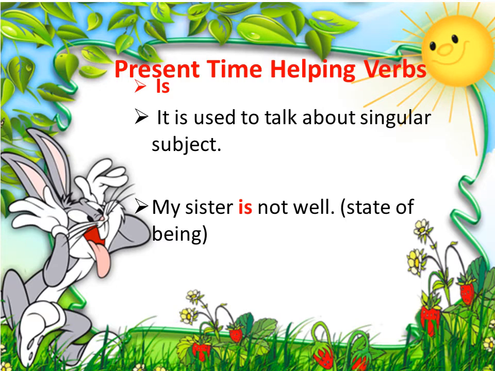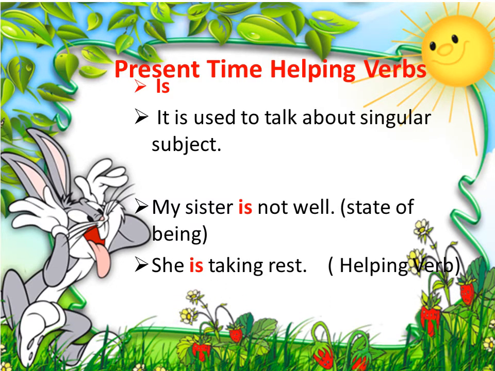Next one, any activity that is going on at the present time. Right now कोई एक्टिविटी चल रही है, तो उसके लिए भी हम क्या यूज़ करते हैं? उसके लिए भी हम यूज़ करते हैं is with verb ing. ठीक है, like she is taking rest. तो अभी जो काम चल रहा है, she is taking rest, वो अभी इस टाइम पे रेस्ट ले रही है. ठीक है, this is used with singular subject only in present time. I hope this is clear to you.